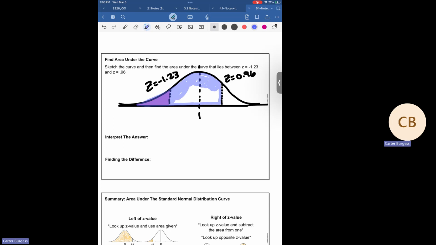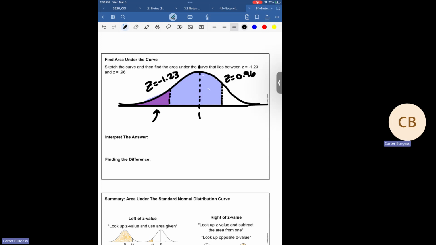And so if I just want to find the area between these two z-scores, what do I have to do? Subtract everything to the left of negative 1.23. We're counting one little area bit twice. We actually don't want to count it at all. And so we need to subtract the two in order to make it go away.